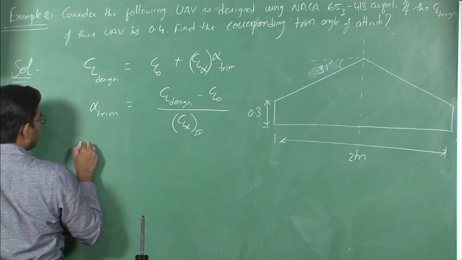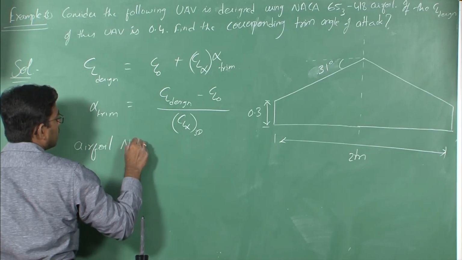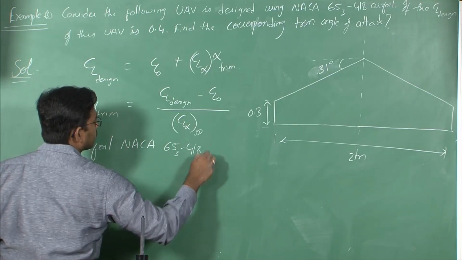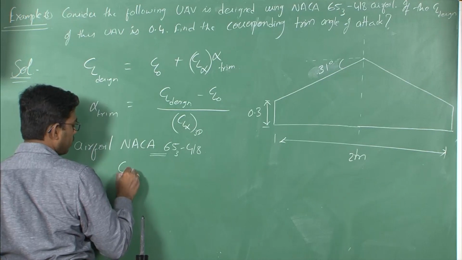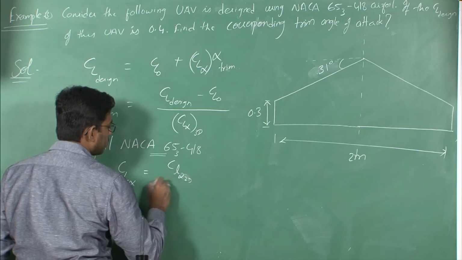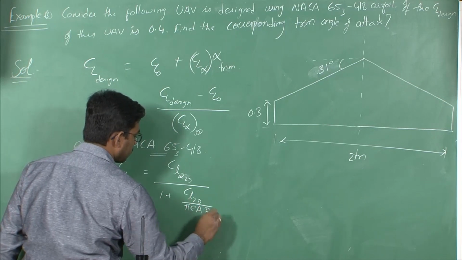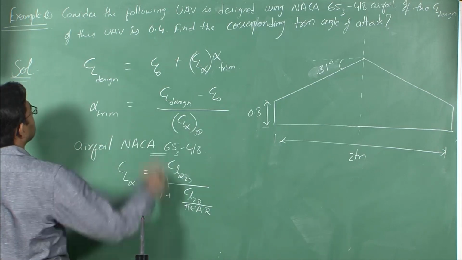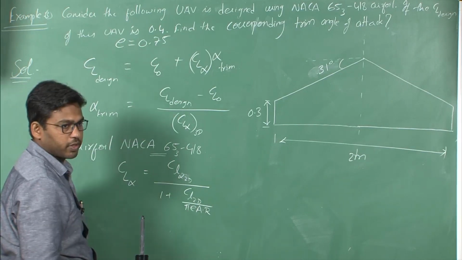Another piece of information given is the airfoil, which is NACA 653418. In order to find CL alpha 3D, we need to know the airfoil CL alpha, as well as the aspect ratio and Oswald's efficiency. Say the Oswald's efficiency is about 0.75. So we need to find the aspect ratio of this wing.